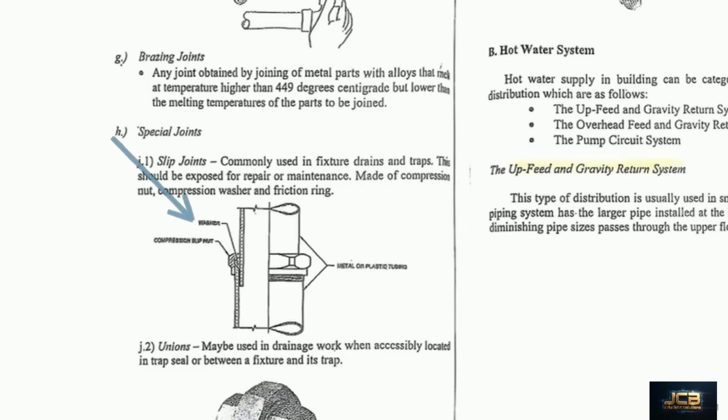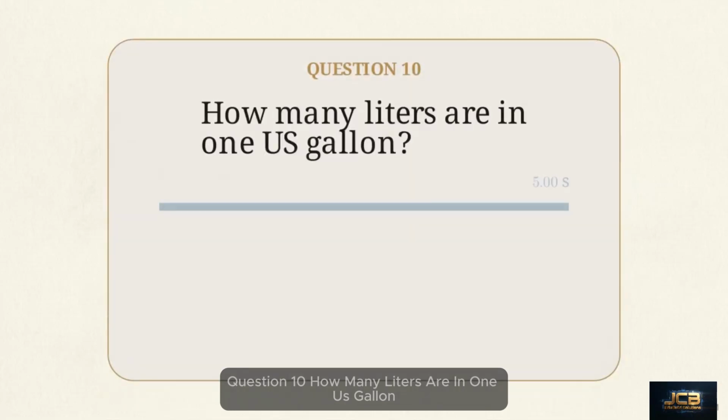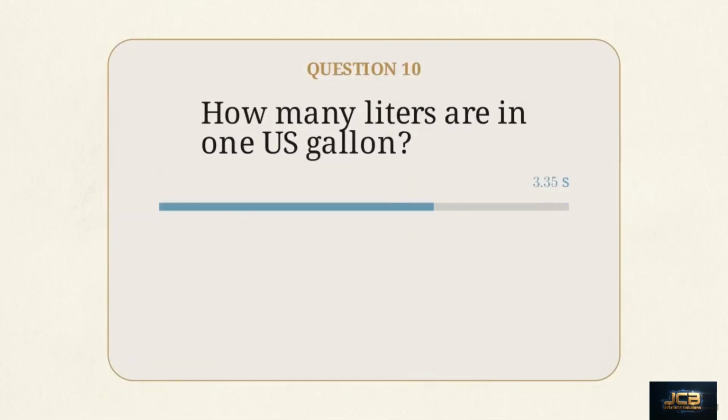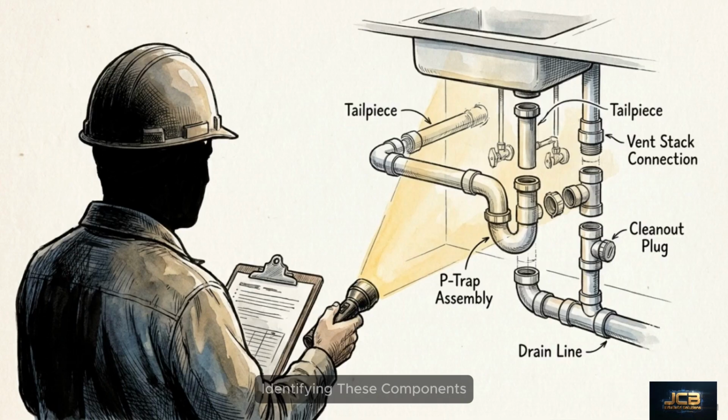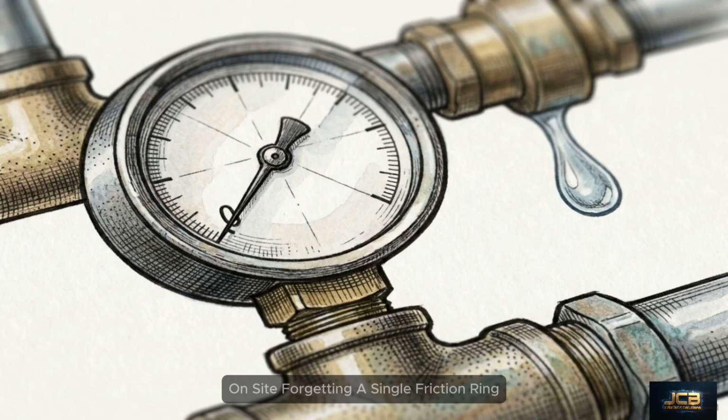function properly. Question 10. How many liters are in 1 U.S. gallon? Answer: 3.785. Identifying these components is critical for troubleshooting on site. Forgetting a single friction ring or washer in a slip joint often results in a failed pressure test during inspection.